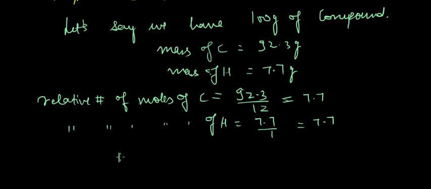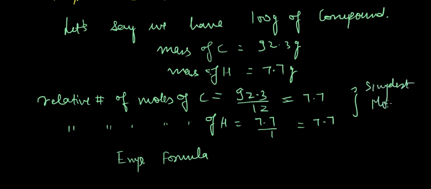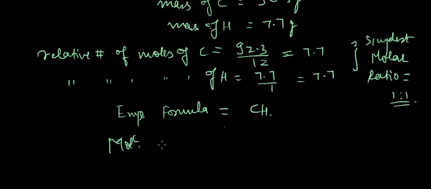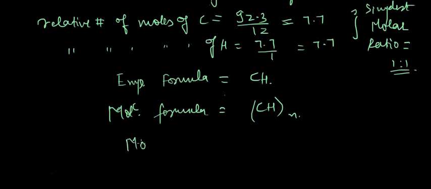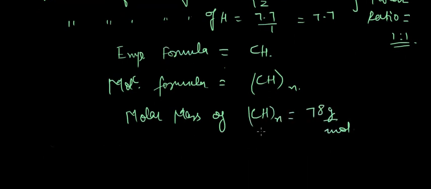So the empirical formula, or rather the simplest ratio of moles of C and H, the simplest molar ratio, is 1:1, hence the empirical formula would be CH. So the molecular formula, as we discussed, would be CH times n. So we know that the molar mass of CHn is given in the question, which is 78 gram per mole. So CH is nothing but 13, into n is 78. This implies n would be 6.